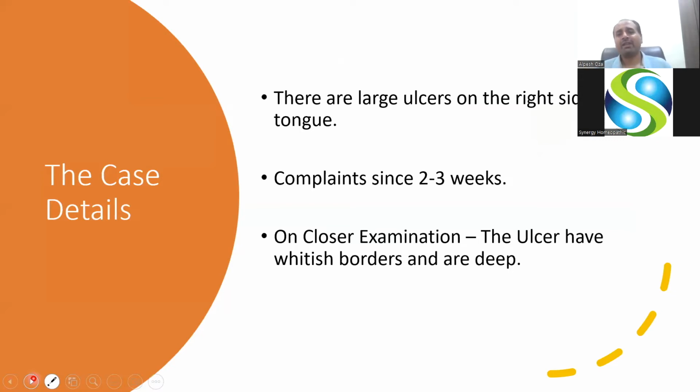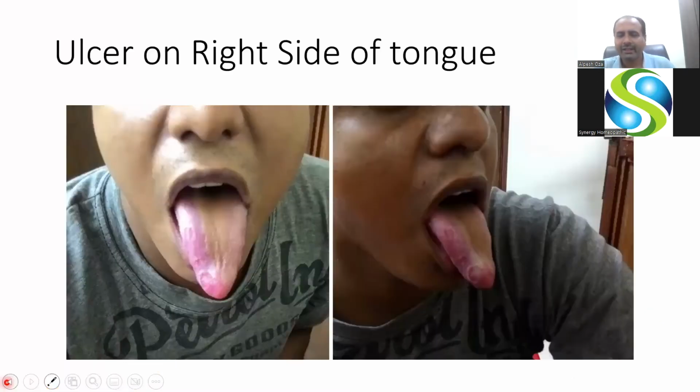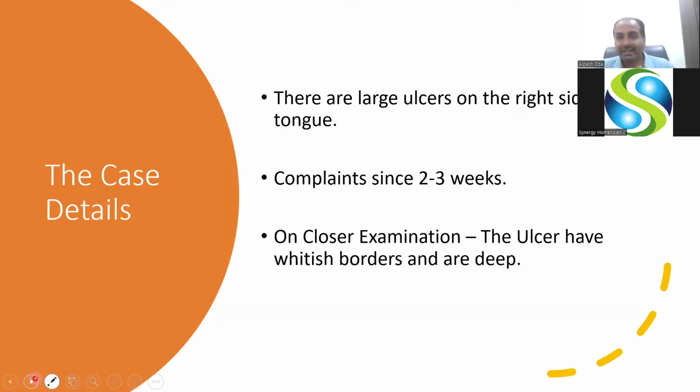Complaints are since 2 to 3 weeks, and on closer examination, the ulcers have whitish borders and are really deep. From the photograph, you will be able to understand slightly, but when you see it closely on the patient, or maybe in the second photo, you will be able to understand that it has a curve. So when you go to the details of the case, you can see that it's deep and it has a whitish border. Now you want to make a search for these combinations.